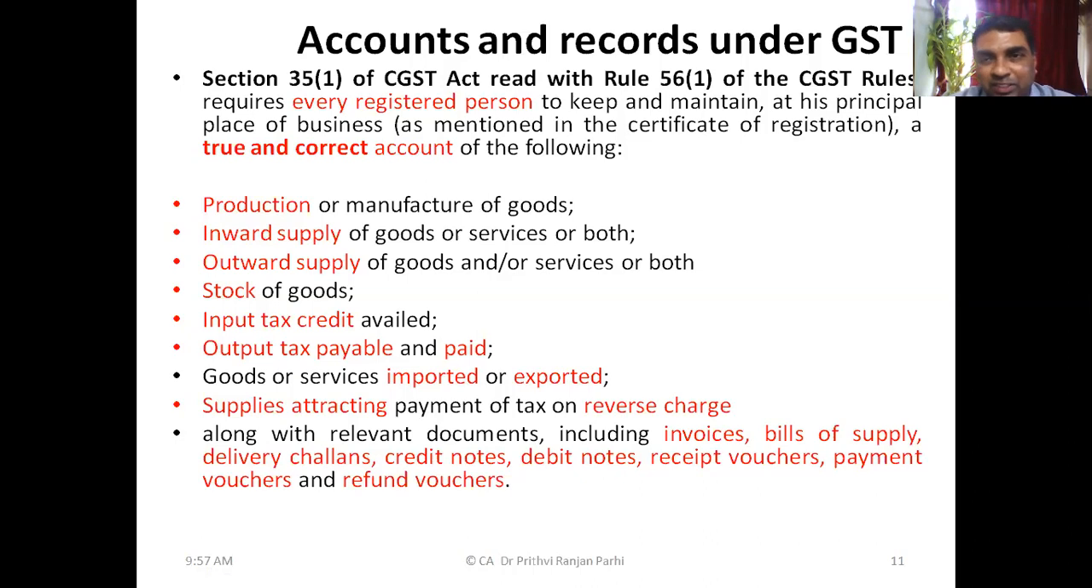Okay, as mentioned in the certificate of registration, a true and correct account of the following. The concept might be new to you, or it might be new to the accounting world also. Because in accounting, when you prepare financial statements, we prepare them in such a way that they should show what kind of view? You can tell me, the financial statement should show dash view, fill in the blanks.